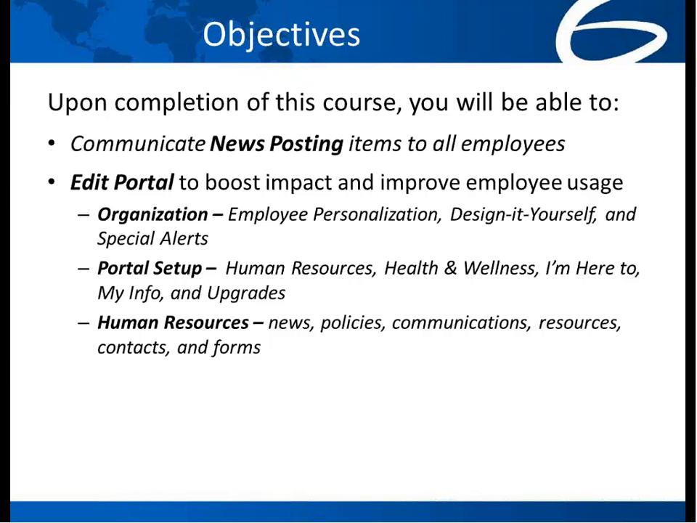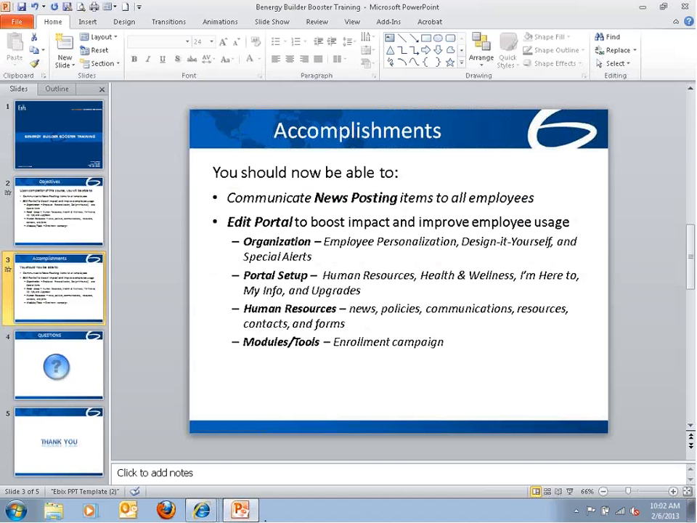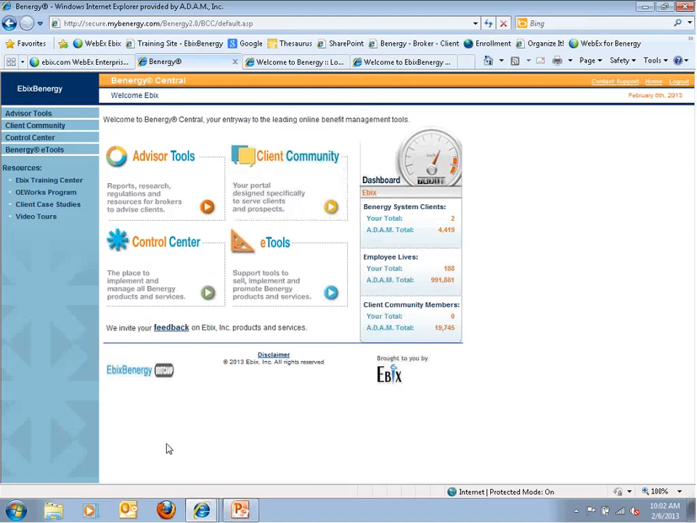And then for the human resources, we're going to walk you through how you add all those items. The basic class just went over the link, so we're going to cover everything else: the news, policies, communications, resources, contacts, and forms. And then we're going to briefly talk about the enrollment campaign. Now, there is a separate training on the enrollment campaign, so depending on whether your company still offers the paper version or the online version, there are different ways to create that, but we will touch on that. Having said that, we're going to leave the PowerPoint and go into Benergy.